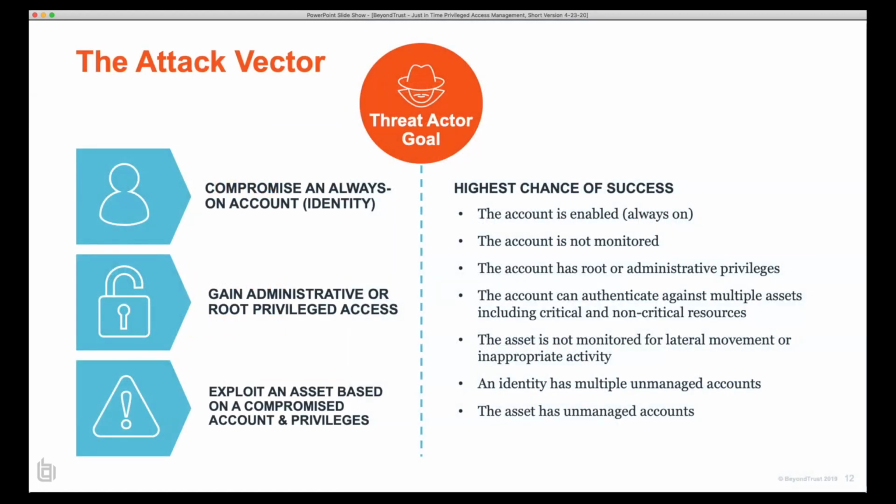Find a way to say, look, the threat actor's goal is to compromise that always-on account to gain admin rights so that they can conduct their nefarious activity. We want to counter that and negate their highest chances of success by not making them always on, finding a way to monitor them when they are on, making sure we've eliminated as many of them that are root and admin as possible, and determining appropriate activity.